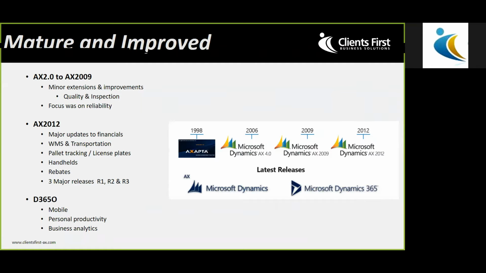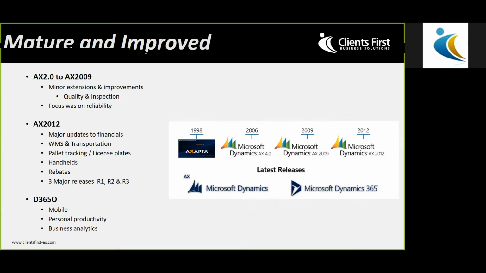And they also made major updates to financials, added a complete warehouse management and transportation management system, ability to track via license plates. Handheld functionality was added as well. Prior to the R3 release, you needed an add-on in order to do that. Rebate functionality, really the 2012 release was broken up into 3 parts, and the R3 release gave the new functionality, which is the foundation for D365 E or O, depending on what you want to call it.